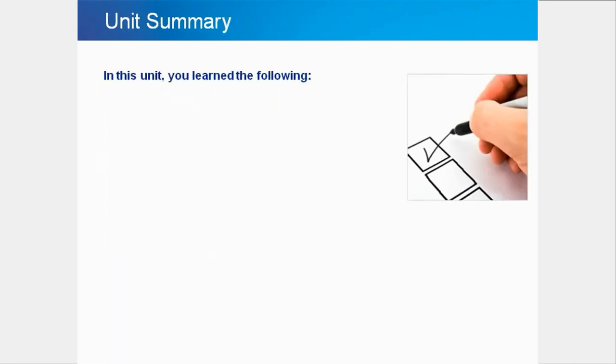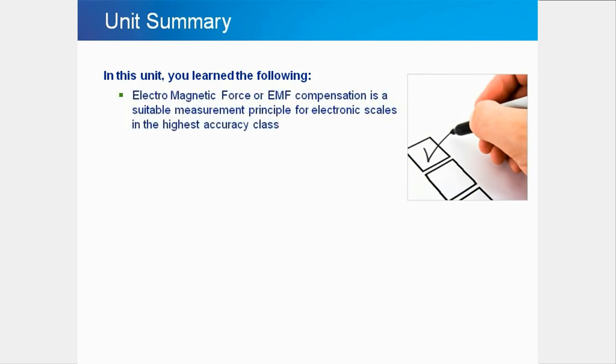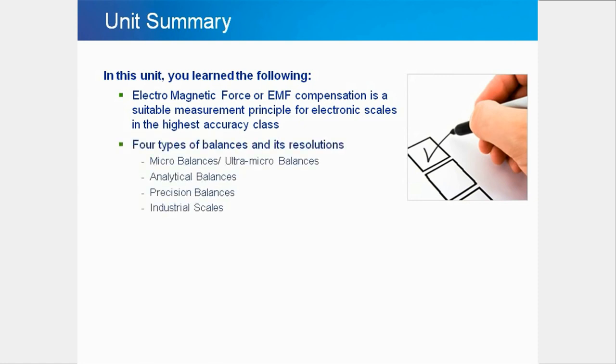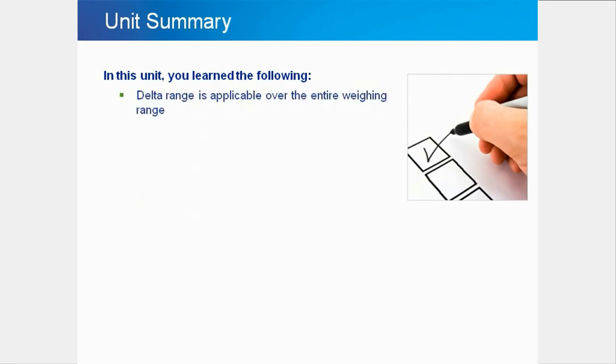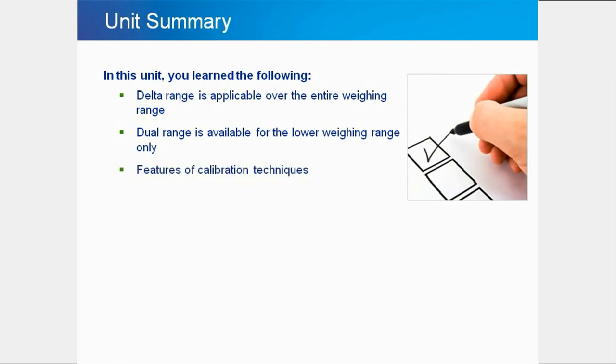Let's recap. In this unit, you learned about the EMF compensation is a suitable measurement principle for electronic scales in the highest accuracy class. 4 types of balances and its resolutions. Features of some special balance models. Delta range and dual range balances. Delta range is applicable over the entire weighing range. Dual range is available for the lower weighing range only. Features of calibration techniques.